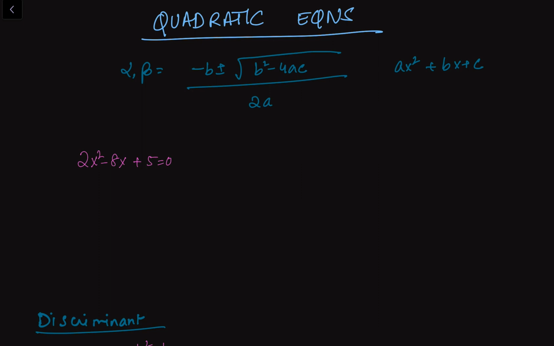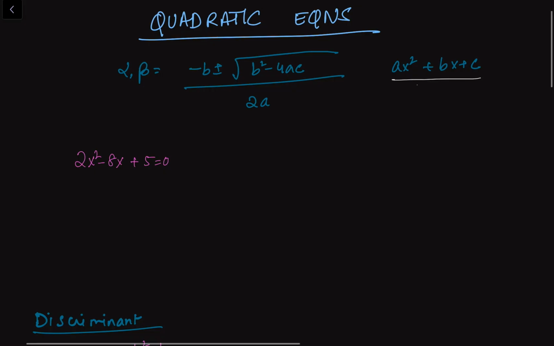So basically this is the quadratic formula. If you have a quadratic equation of the form ax square plus bx plus c, which is the standard form, in that case the roots can be calculated by using this formula: minus b plus minus square root of b square minus 4ac by 2a.